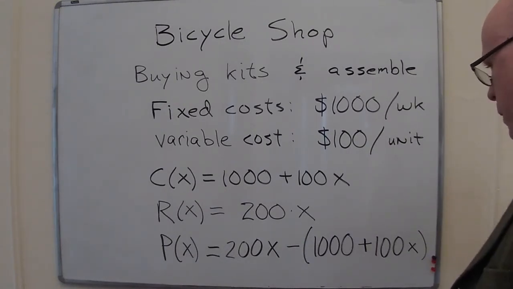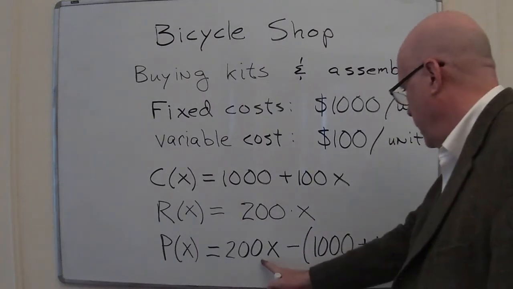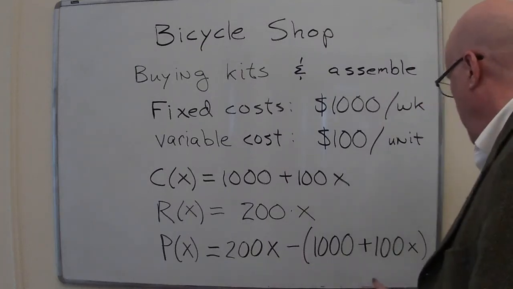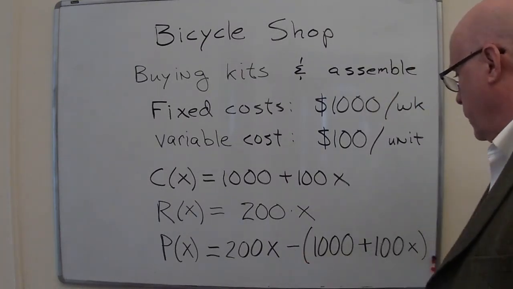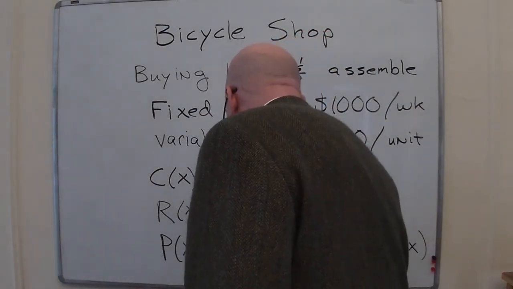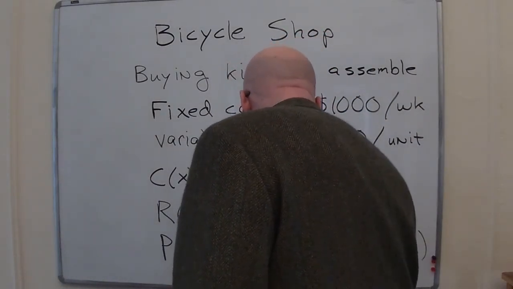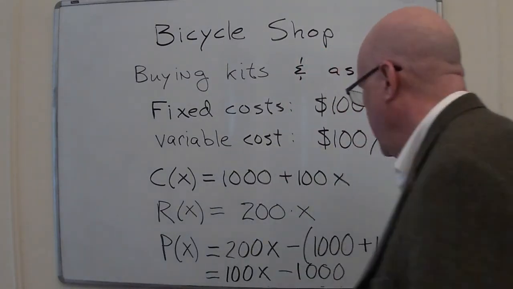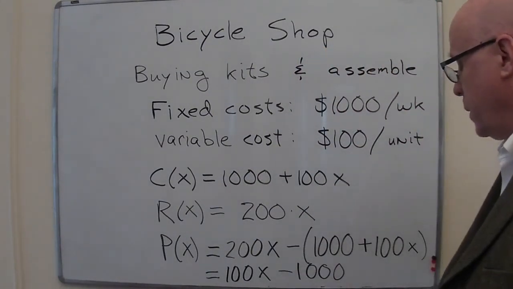All right, so let's see if I can compute here. The like terms are the things involving x. So we have 200 and then 100 being subtracted. So that's 100x minus 1,000.